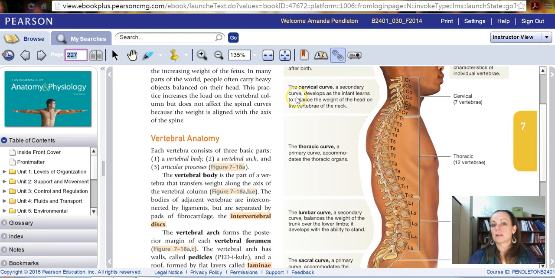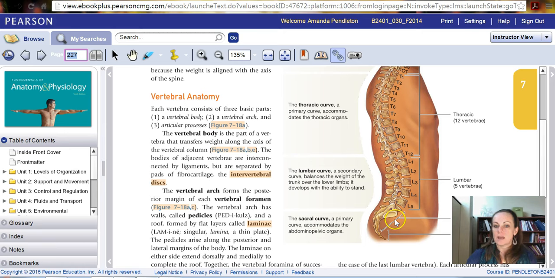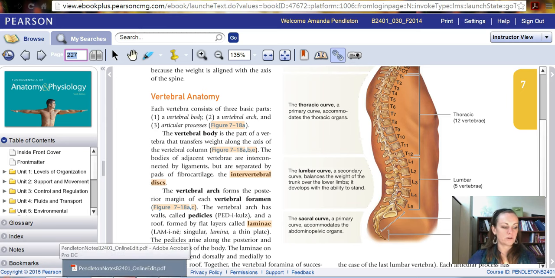And it tells you exactly why you develop these curves here. First, the cervical curve, as you learn to sit up and balance that weight of the head, it puts weight on this column and that causes it to curve. And then over here, as you learn to stand, you get this lumbar curve down here, okay? And so these are how the curves form and which curves they are.